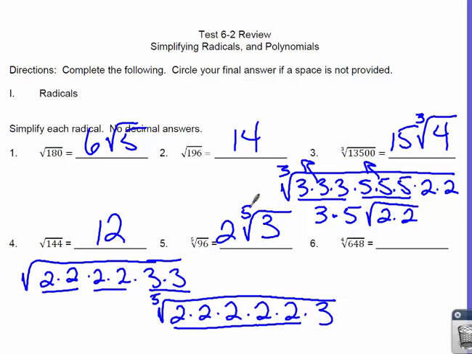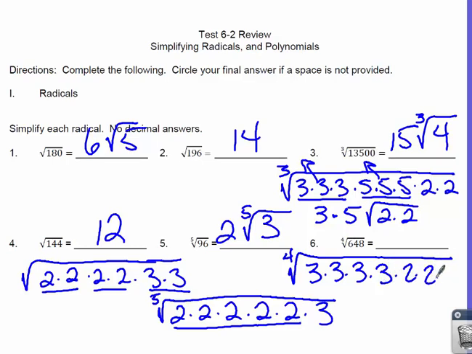Okay, now 648. Okay, again, this one, I'm looking for a fourth root. And what you find out here is that it breaks down into 3 times 3 times 3 times 3 times 2 times 2 times 2. Okay, so do we have a fourth root? Yes, we've got 4 threes that can jump out. I've got 3 twos that are left underneath the radical. So when I put those back together, I get an 8, and it's to the fourth root. So your answer would be 3 times the fourth root of 8. And so that's how we simplify radicals. That's what we do. So that's the first part of your test.